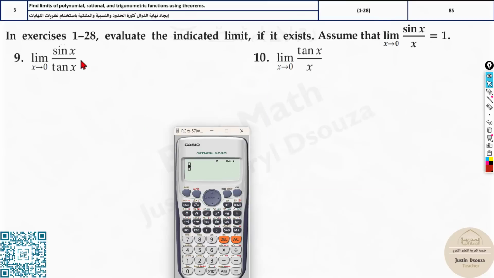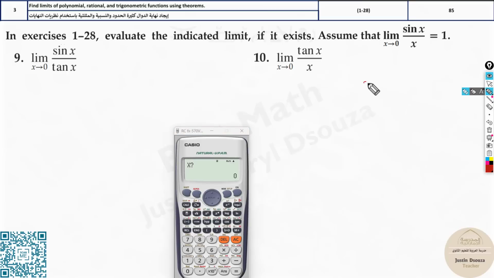Here if you directly write sine x divided by x, close the bracket, and then we have tan x, and if you calculate at 0, what's going to happen? It's going to be a math error because tan of 0 is 0 and it's undefined here. So what can we do here? Instead of 0, now this is important.